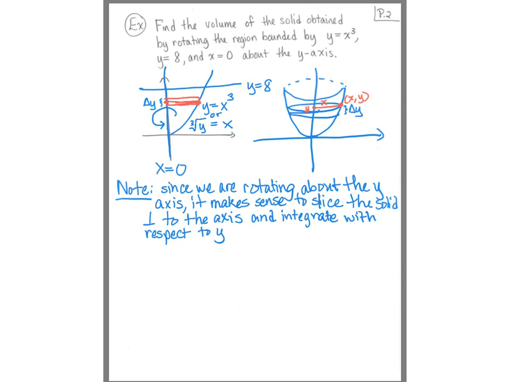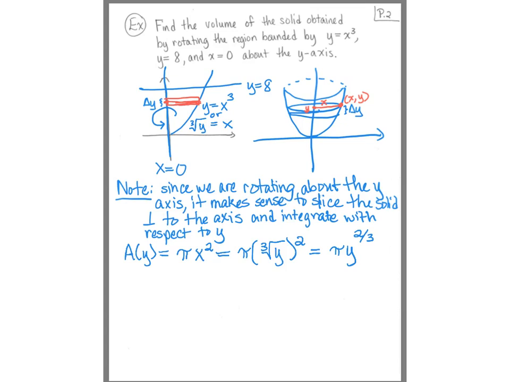Okay? So now we need to find out what A of y is. A of y is going to be pi times x squared, but that's equal to pi times the cube root of y squared, because that's what we found x to be. And that's equal to pi times y raised to the 2/3. Just rewriting it, because it makes it easier to integrate.